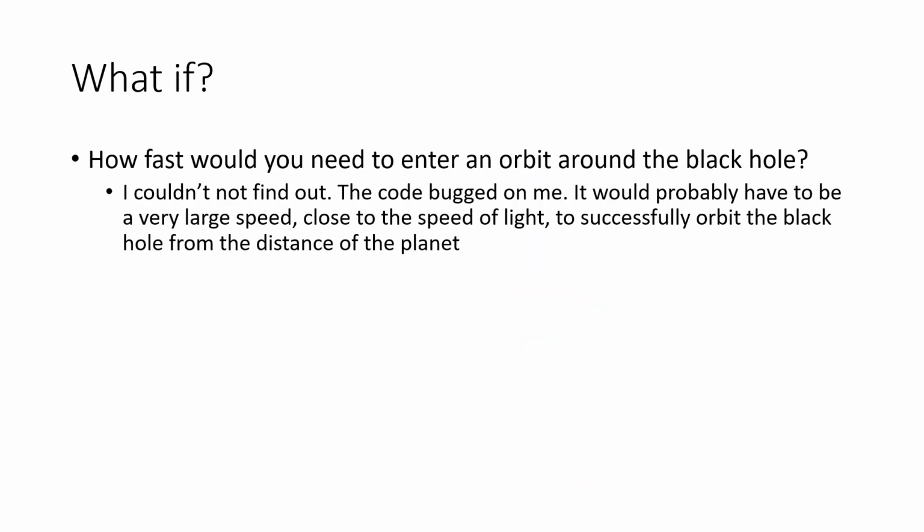The what-if question is how fast you would need to enter an orbit around the black hole, and I couldn't find out because the code bugged on me. It probably had to be a pretty large speed, probably close to the speed of light, which is around e to the 7th, e to the 6th, to successfully orbit the black hole from the distance of the planet. Obviously, as the radius gets farther away, it probably doesn't need to go as fast because there's less force. And that's it. Thank you.